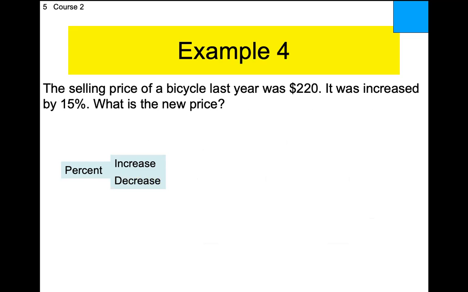It says the selling price last year was $220. It was increased by 50%. What's the new price? Okay, so clearly it's an increase. Why? It says increase. Clearly that's easy. Where does that go? On the percent place. So is this original or is this the final price? How do you know that? Because it says last year. You kind of see how some of this is not too bad.